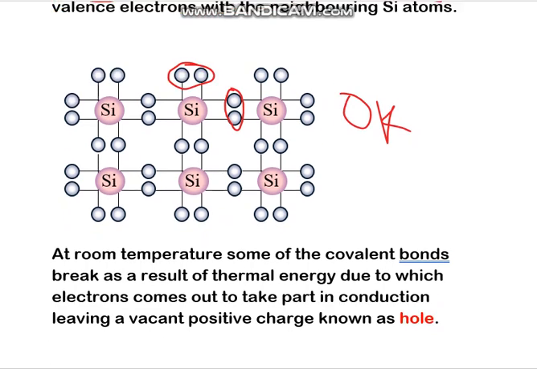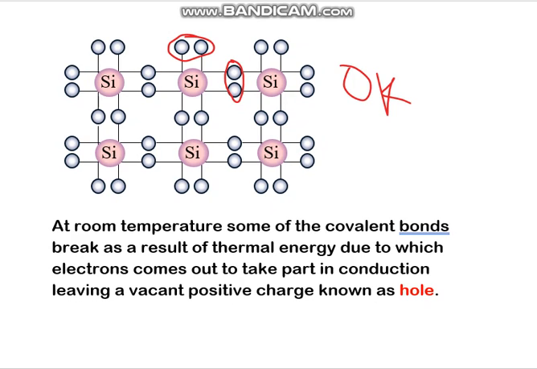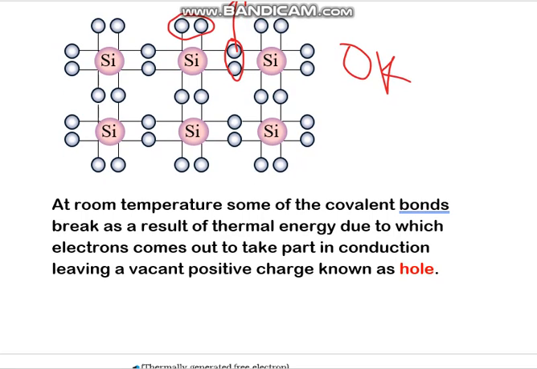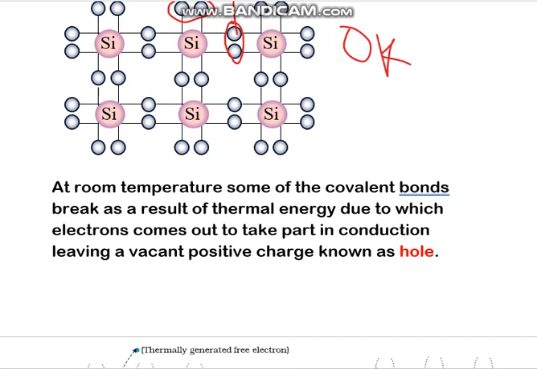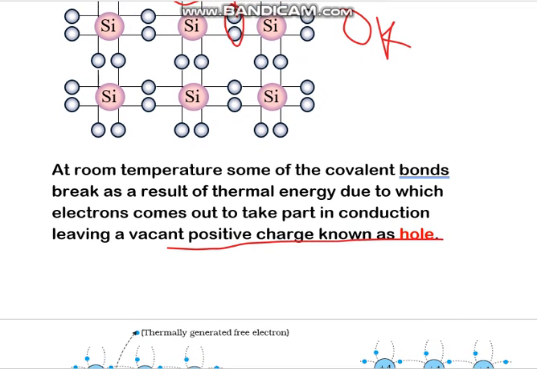Now, if we increase the temperature, these electrons get thermally generated, resulting in the breakage of these covalent bonds. So, room temperature is sufficient to break some of the covalent bonds and thermally generate some electrons, which leaves a positive vacancy at its place, which is known as a hole. Now, what happens when there is a hole?